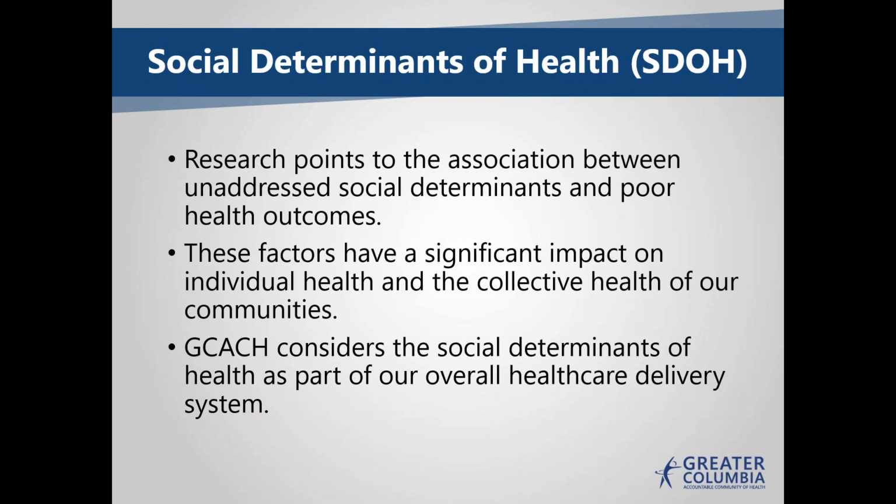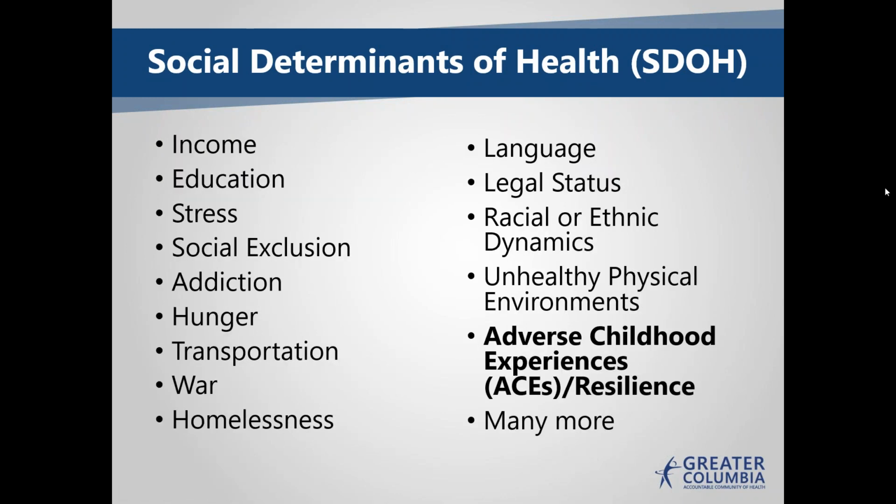Research does point to the association between unaddressed social determinants and poor health outcomes. These factors have a significant impact on individual health and the collective health of our communities. So GCACH considers these determinants as part of our overall health care delivery system. Next slide, please. I just threw in some here. There are many, as you can see. There are too many to count.